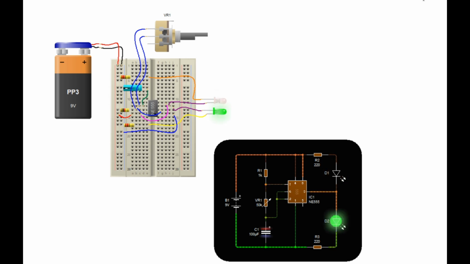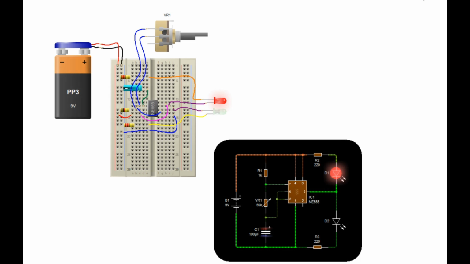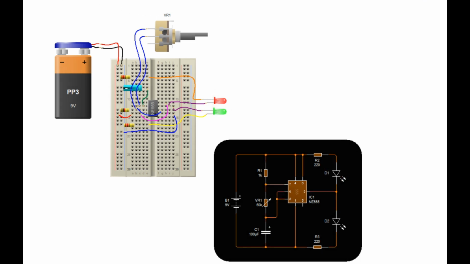4. Pulse width modulation (PWM). The circuit can be modified to generate PWM signals for controlling the speed of motors or the brightness of LEDs.